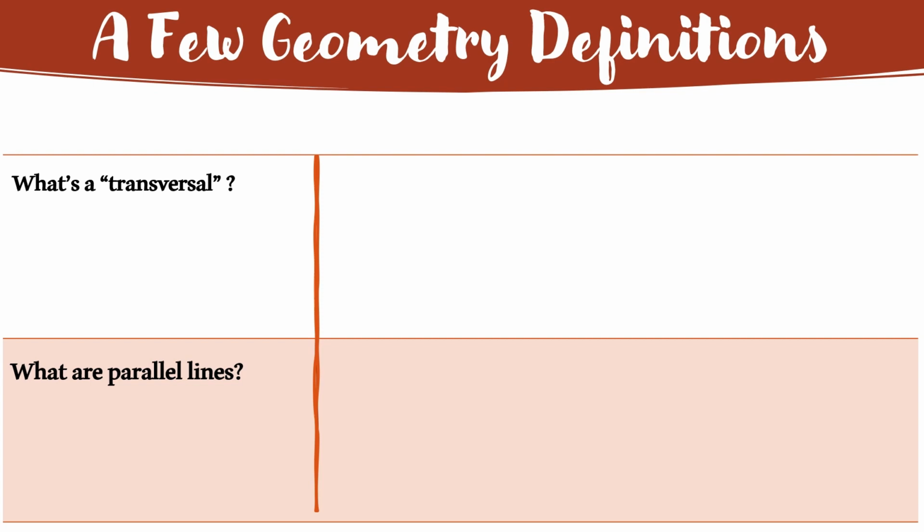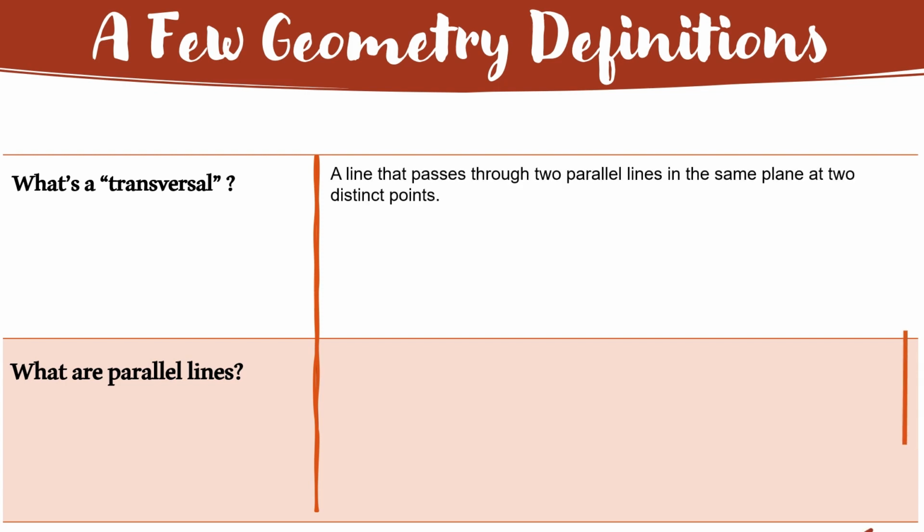I have a few geometry definitions I want to review with you, and they are the ones that you will commonly see throughout your geometry math career. First of all, what's a transversal? A transversal is a line that passes through two parallel lines in the same plane at two distinct points.